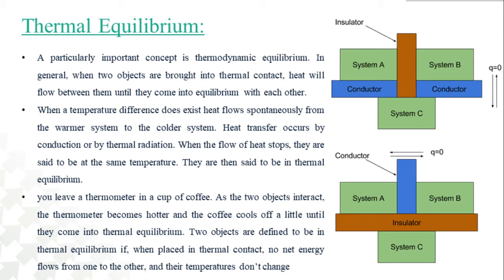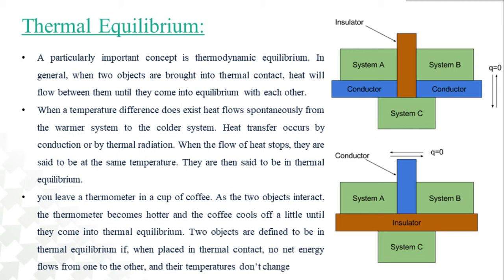Thermal equilibrium. A particularly important concept is thermodynamic equilibrium. In general, when two objects are brought into thermal contact, heat will flow between them until they come into equilibrium with each other. When a temperature difference does exist, heat flows spontaneously from the warmer system to the colder system. Heat transfer occurs by conduction or by thermal radiation. When the flow of heat stops, they are said to be at the same temperature. They are then said to be in thermal equilibrium.